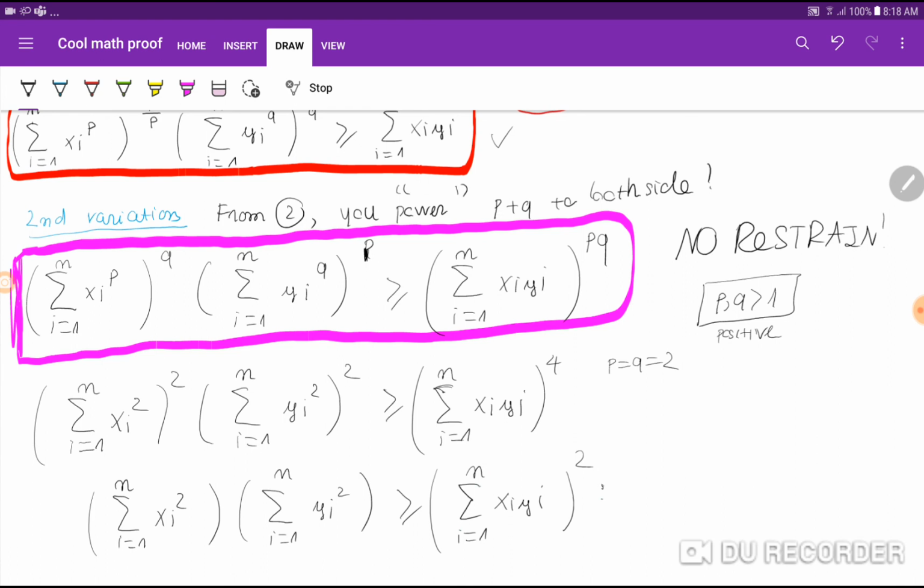And this, my friend, is the famous Cauchy-Schwarz inequality. It derives from Holder. You can prove it yourself too, but basically it's a special case of Holder. Okay, that's pretty much it.